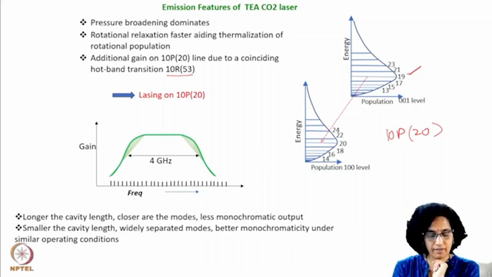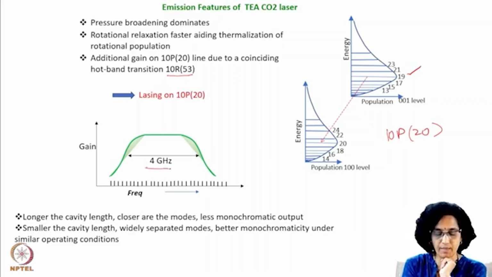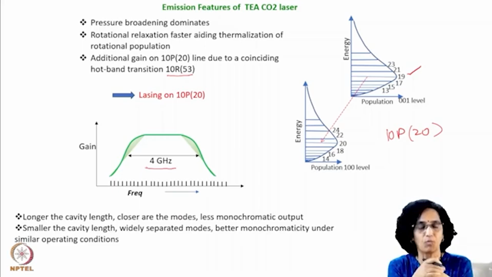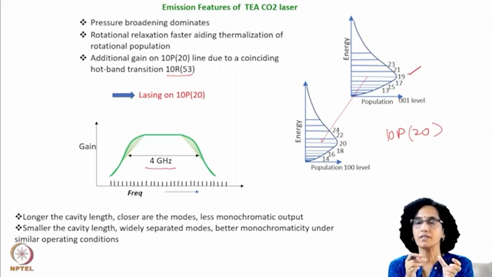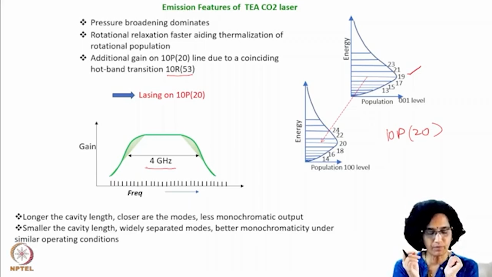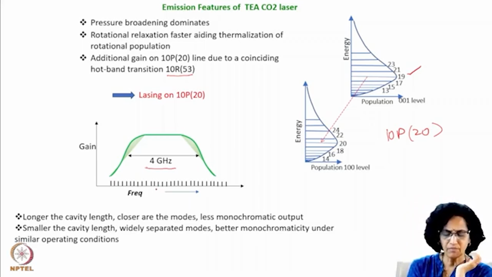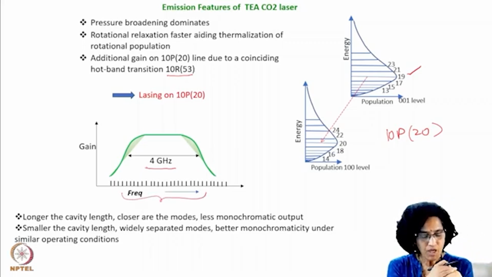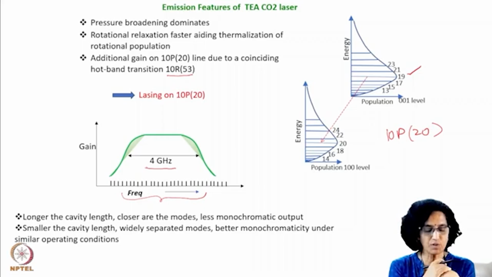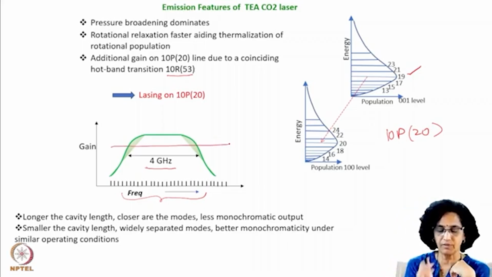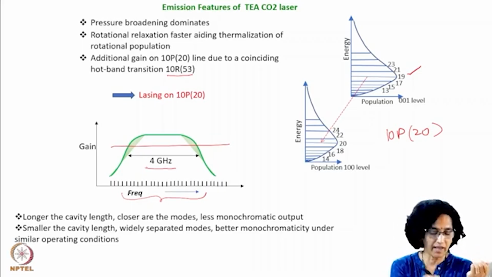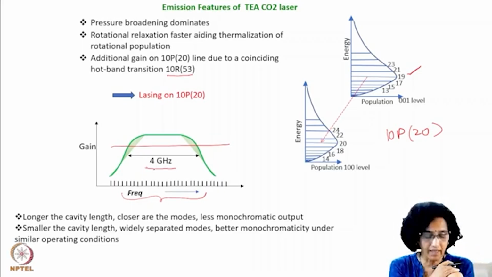Now, here we have said that the broadening is about 4 gigahertz. If you have a cavity length of, say, 1 meter, then you have 150 megahertz as the separation between the cavity modes, and therefore a large number of cavity modes can come under this 4 gigahertz gain bandwidth. So suppose our loss line is as we thought before. If it is like this, then this large number of cavity modes can actually satisfy the gain condition.